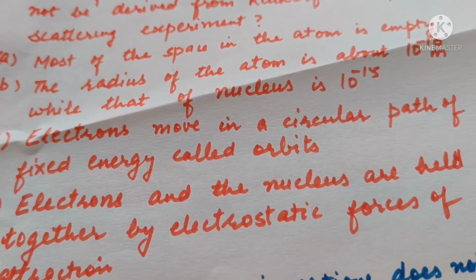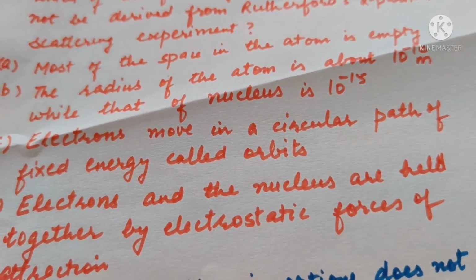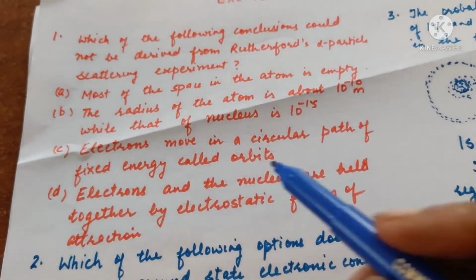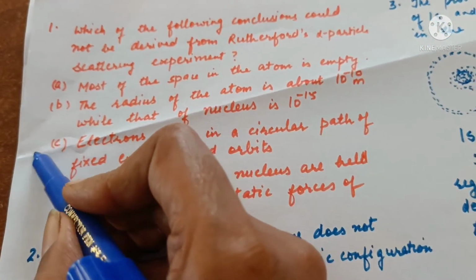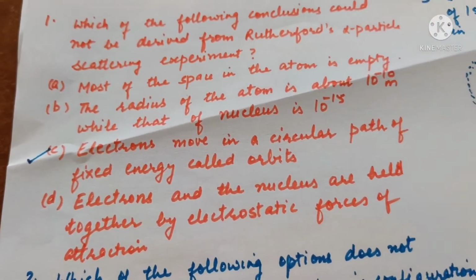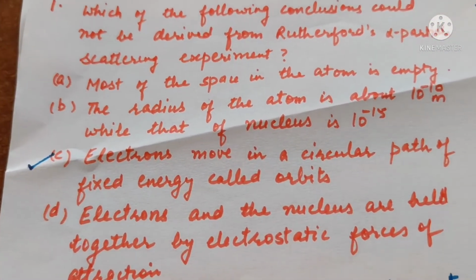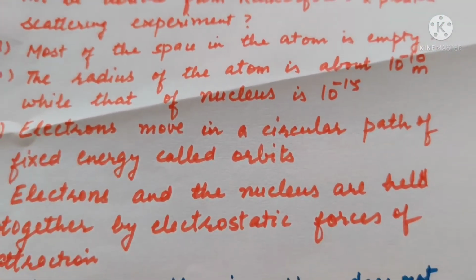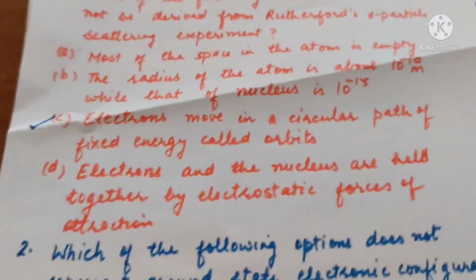Electrons move in a circular path of fixed energy called orbits could not be derived from Rutherford's alpha particle scattering experiment. It was proposed by Bohr and not by Rutherford.